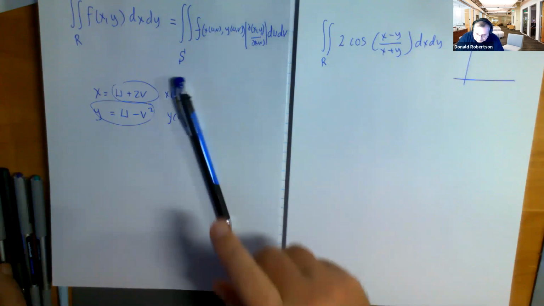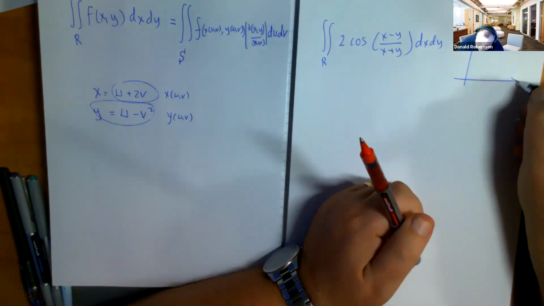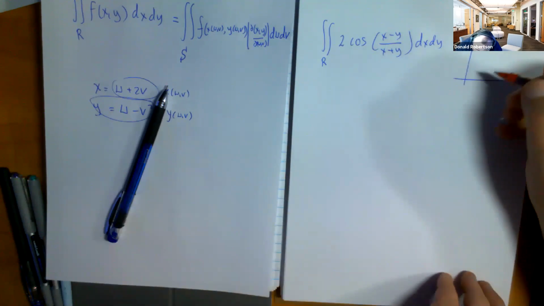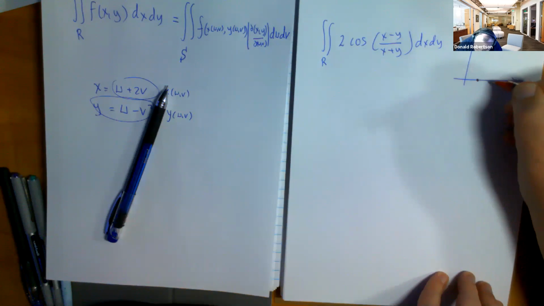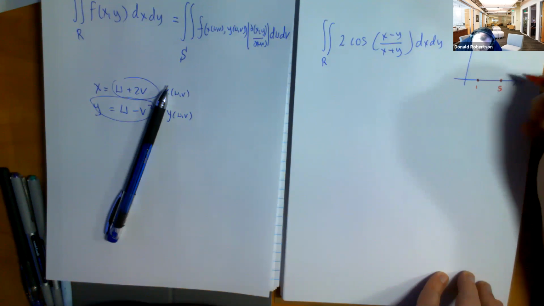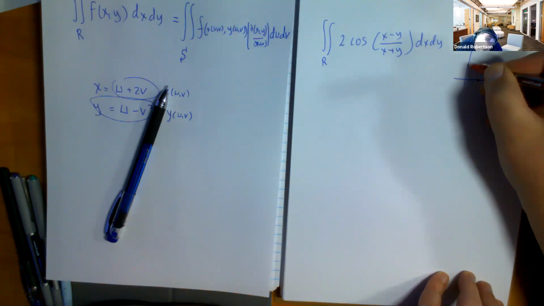So if I take this in xy space, and I do (1, 0), (5, 0), (0, 5), and (0, 1).